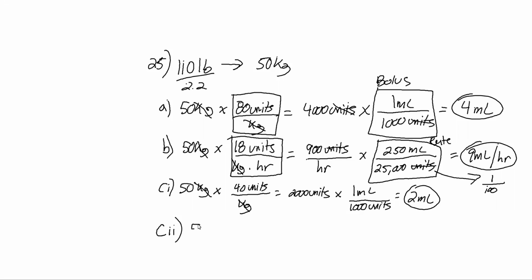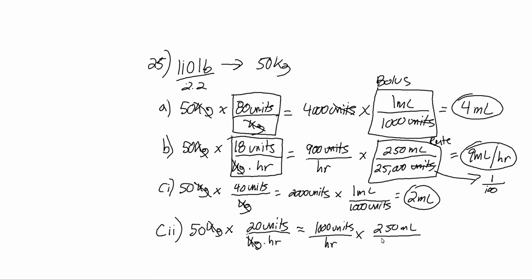So again, same patient, 50 kilograms, 20 units per kilogram per hour. Which gives me 1,000 units per hour. We eliminate kilograms. And then you can either do the 1 over 100 like I mentioned to you before, or just to keep it consistent, going back to step 2, because we're talking about the flow rate now, we need the IV bag information. And we'll have 10 milliliters per hour.